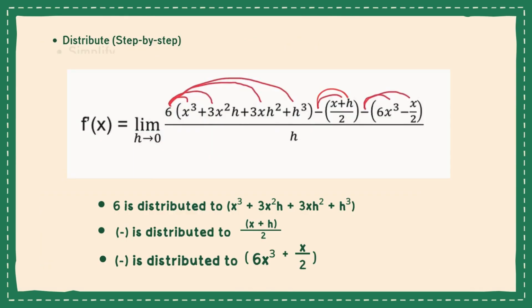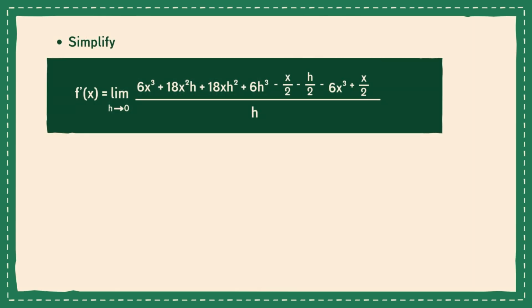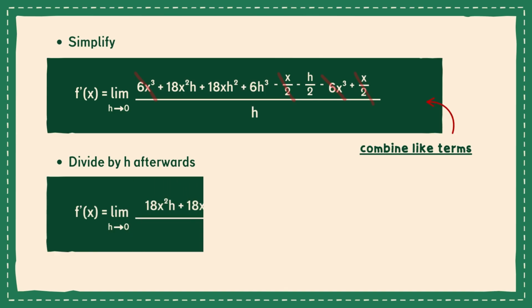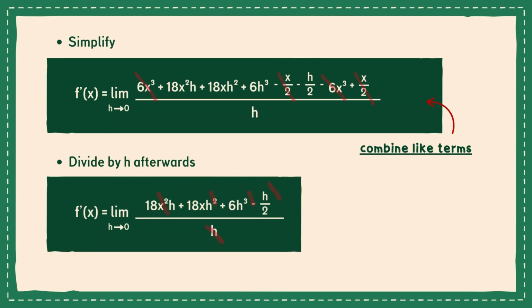Now, let us proceed with simplifying. Positive 6x cubed and negative 6x cubed will be cancelled out. Positive x over 2 and negative x over 2 would also be cancelled out. Now, we are left with 18x squared h plus 18x h squared plus 6h cubed minus h over 2, all over h.